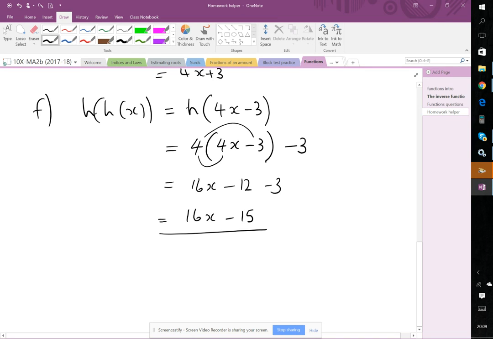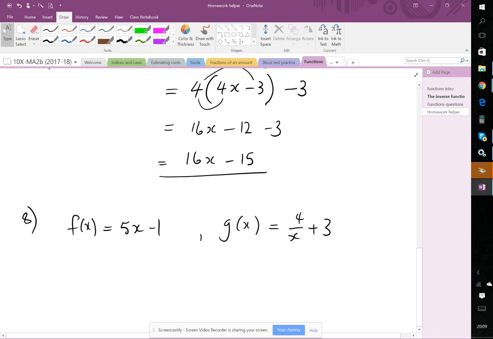Now there's a couple of other questions that you are asked to do in later questions, and that's things like, if you look at question 8, it says f of x is 5x minus 1, and g of x is 4 over x plus 3. And it says solve f of g of x equals 24. Solve f of g of x is 24.